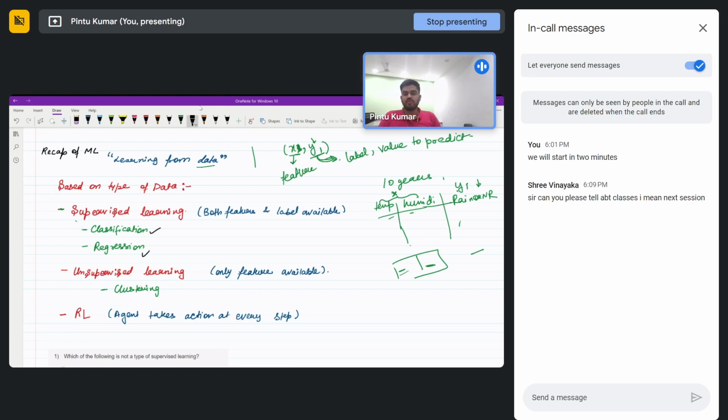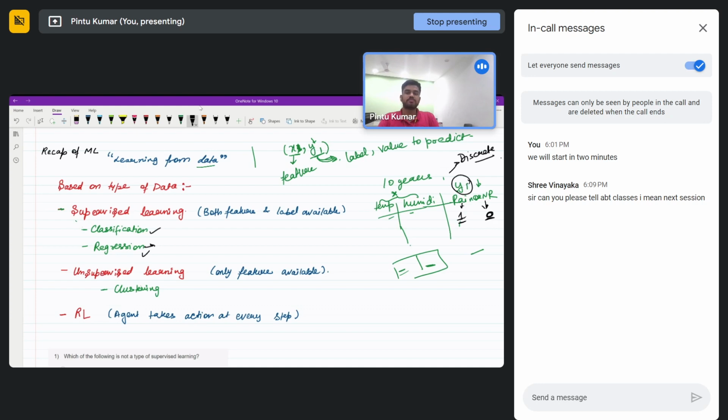So what is classification? In classification, these yi's that I mentioned are discrete values. By discrete value, I mean that they have gaps in between the numerical values. For example, whether it would rain or not rain. We can represent rain by 1 and not rain by 0.